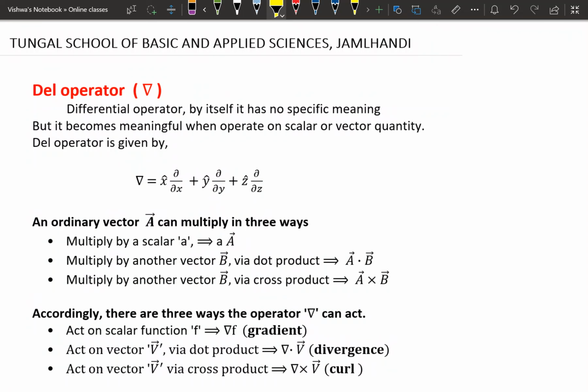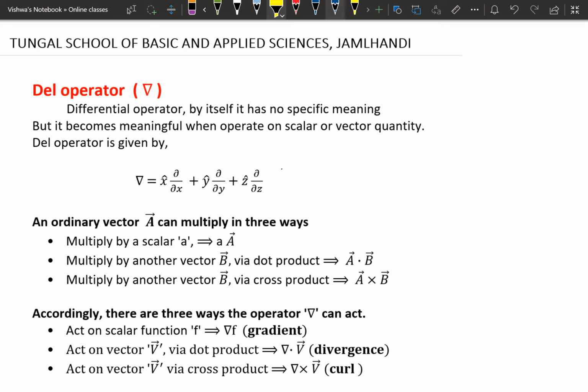In the previous video we studied scalars, vectors and vector products like the dot product or scalar product, and the cross product or vector product. In this session we are going to study the next concept, gradient, and its physical significance. Before that, let's see the operator which produces gradient, divergence and curl.